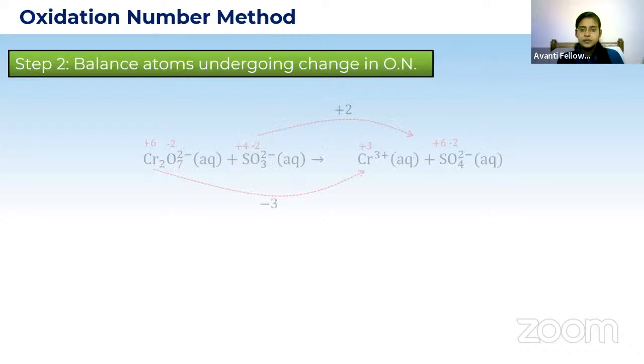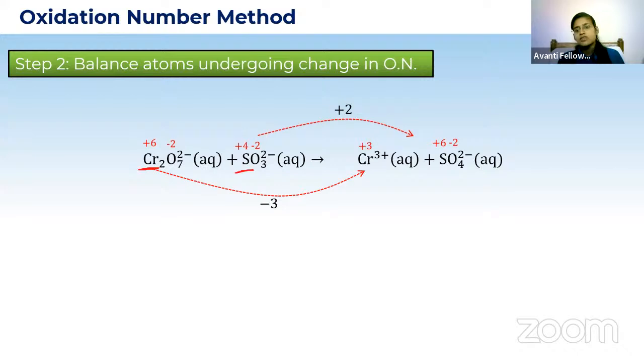Listen here. So we have Cr2O7, chromium and sulfur. These 2 are the elements which are undergoing change in oxidation number. In the reactant side, I have 2 chromium, but in the product side, I have only 1 chromium. So what I have to do, I have to multiply the product chromium by the number 2, so that I will get 2 chromium in the product side also.